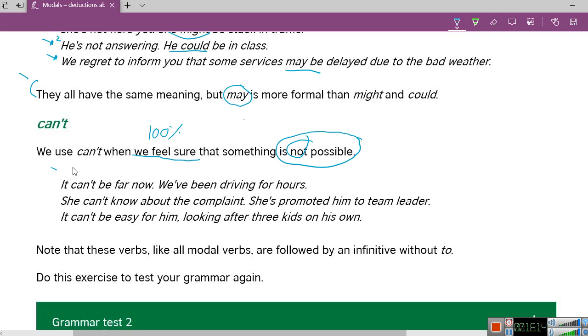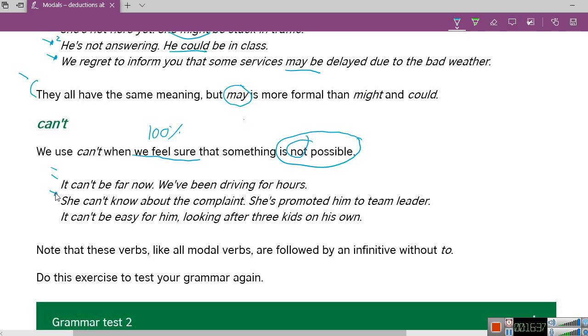It can't be far now. We've been driving for hours. So in this example, you've been driving for hours. Thereby, you think the destination or the final point of arriving is not that far. And you're sure about that, but in a negative way.